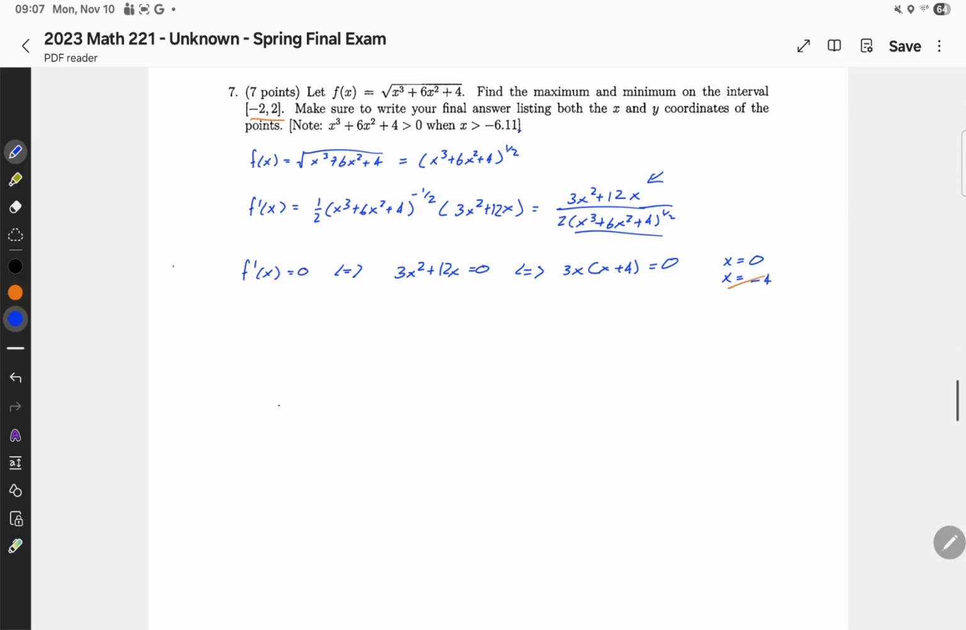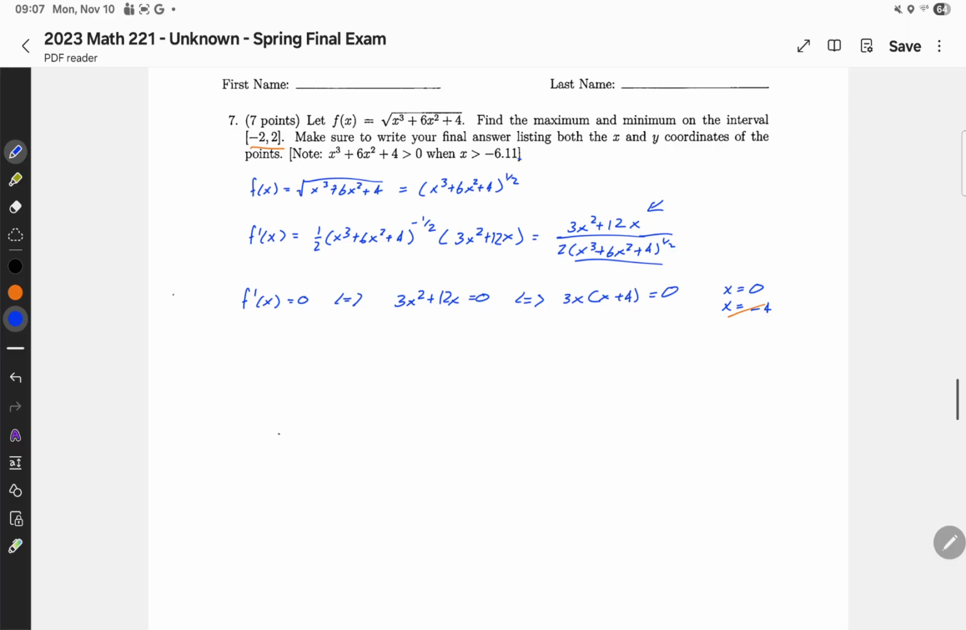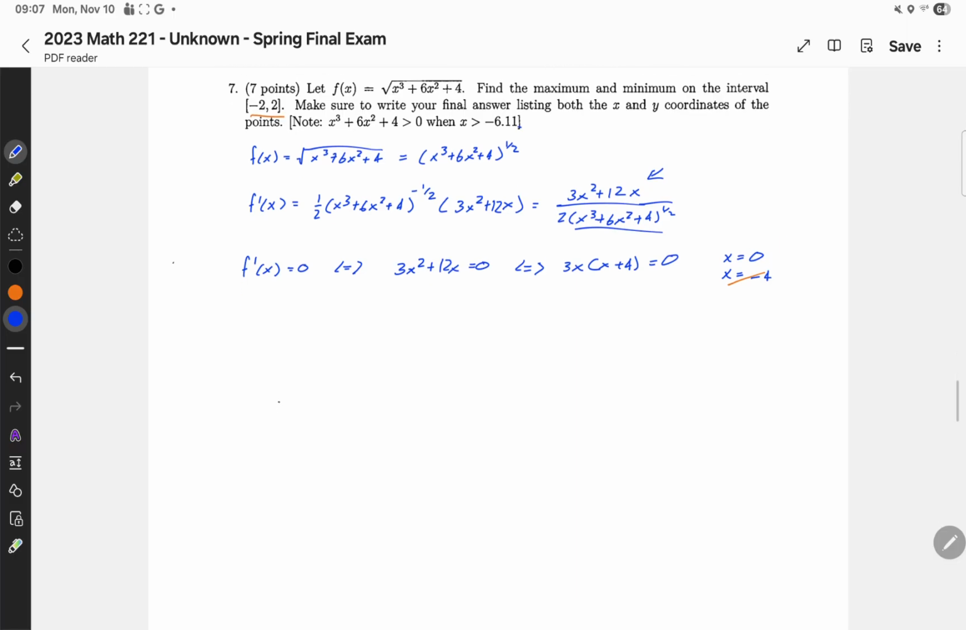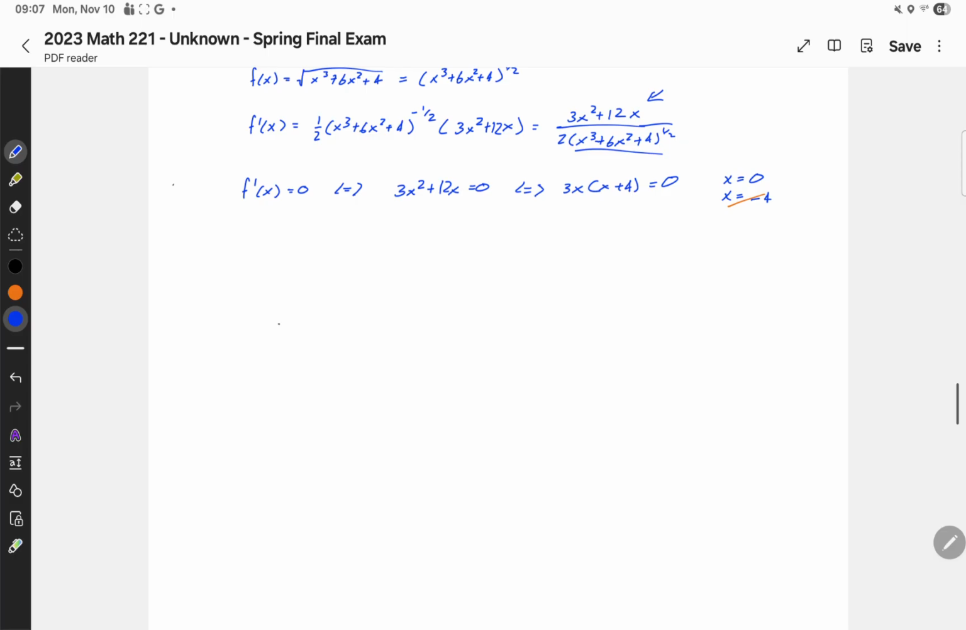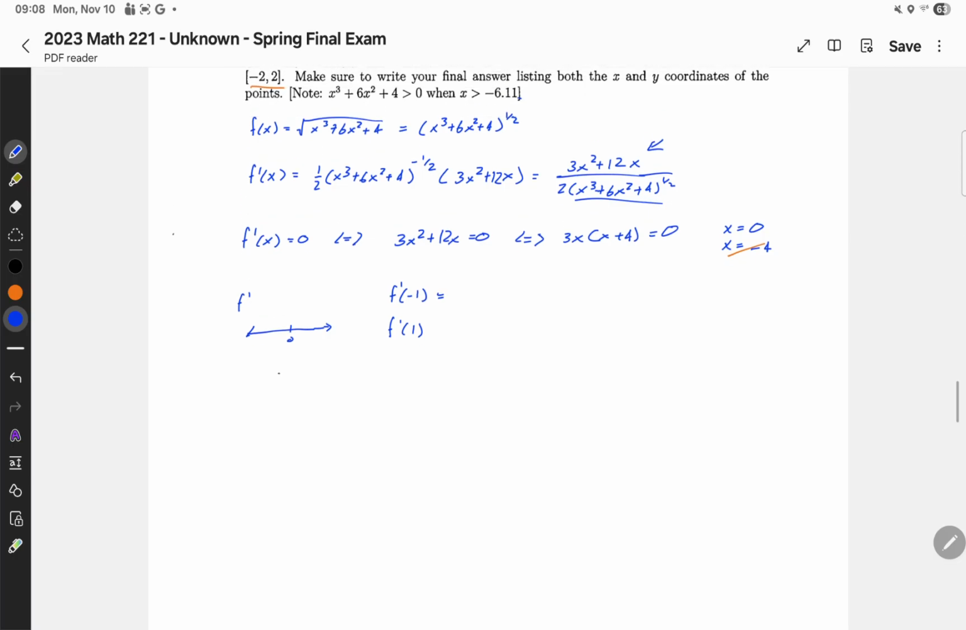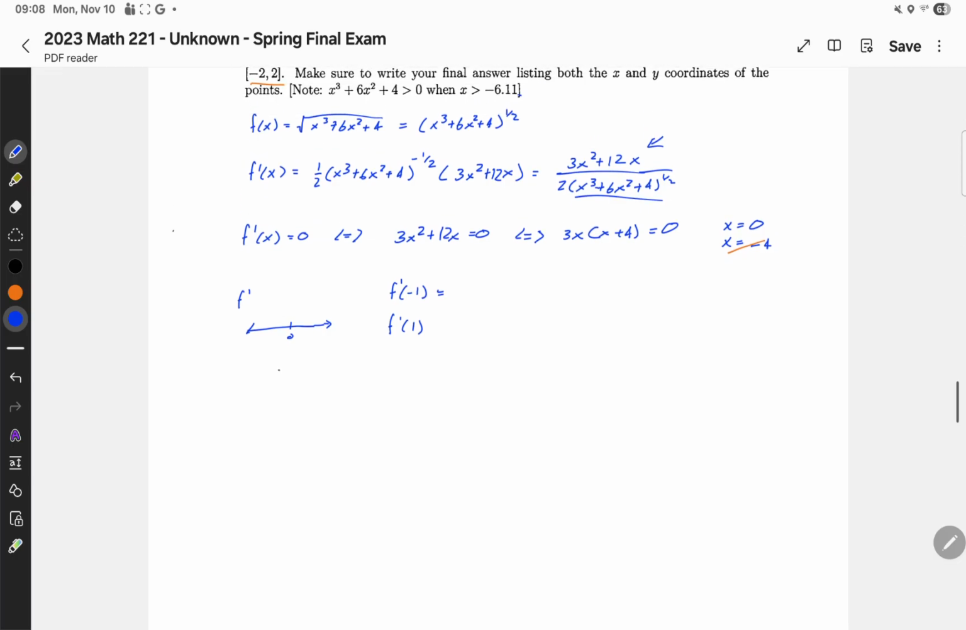Now what we want to do is figure out whether x equals 0 is a maximum or minimum or neither, I suppose. The way that I'm going to do that is with number line analysis. So I'm going to look at f prime, and I'm going to look at it around 0. So I have f prime of 0. And so what I want to see is what does f prime look like before 0, and what does it look like after 0. So I'll just plug in f prime of minus 1 and f prime of 1 and see what's happening.